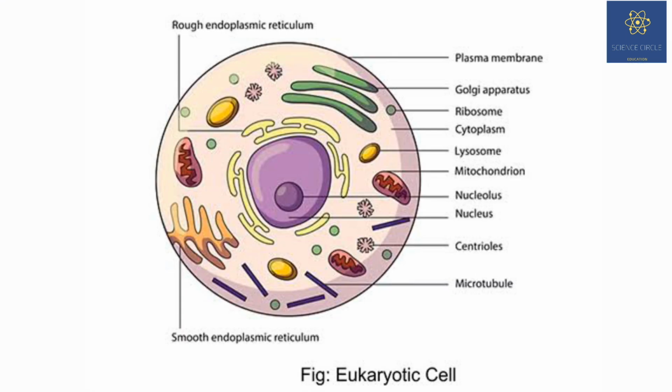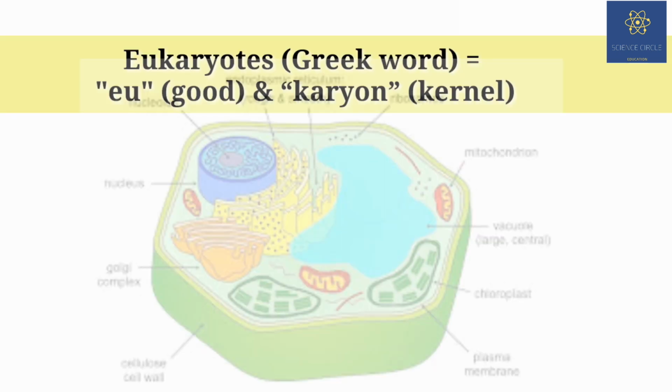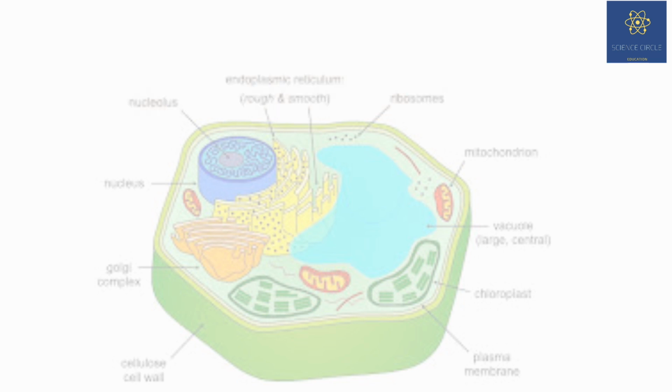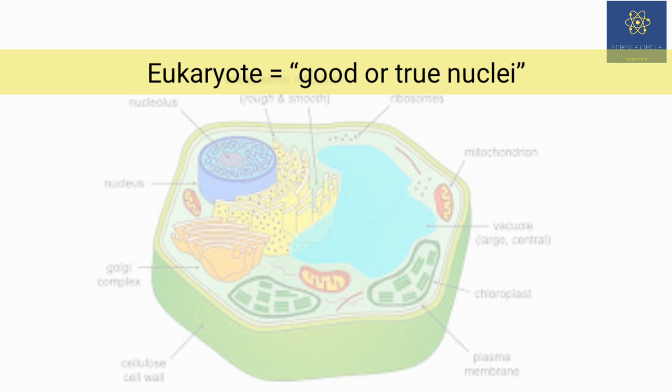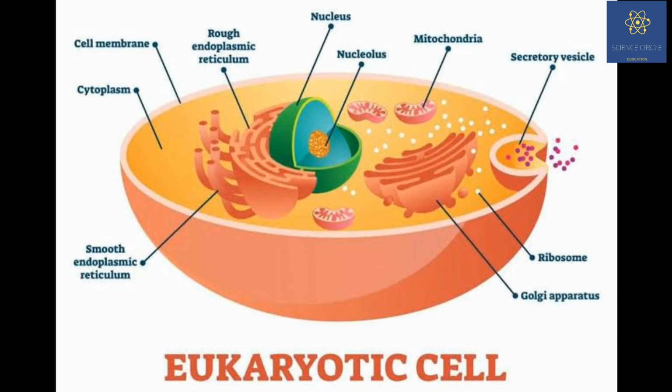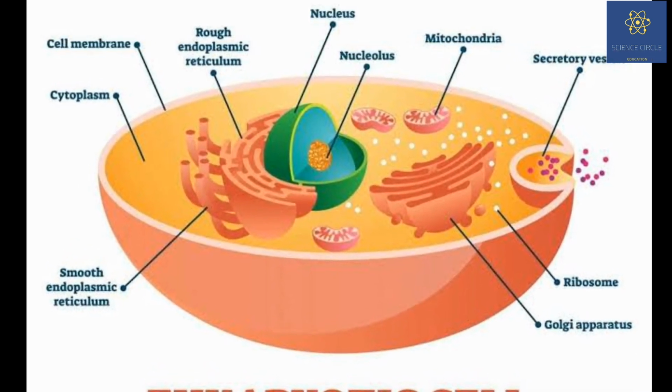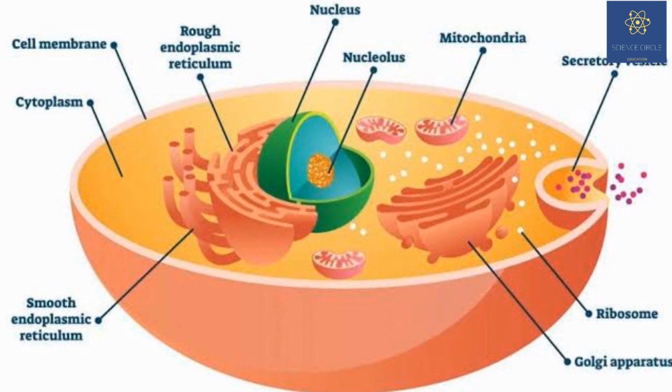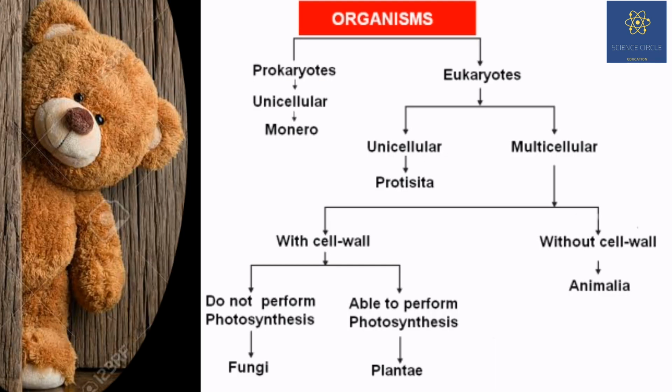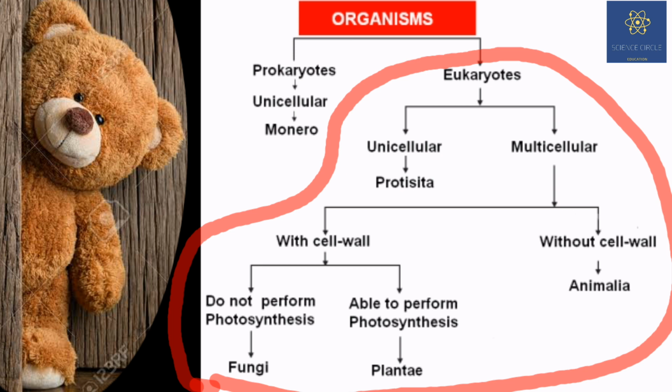Now let's discuss a eukaryotic cell. The term eukaryotes is derived from the Greek word eu, meaning good, and karyon means kernel, therefore translating it to a good or a true nucleus. Eukaryotes are the most complex and much bigger and larger than the prokaryotes. They include almost all of the major kingdoms except the kingdom Monera, which we will be learning in our upcoming videos.